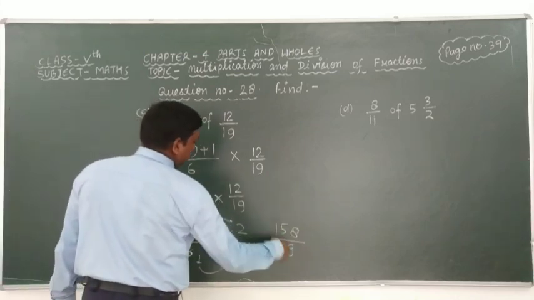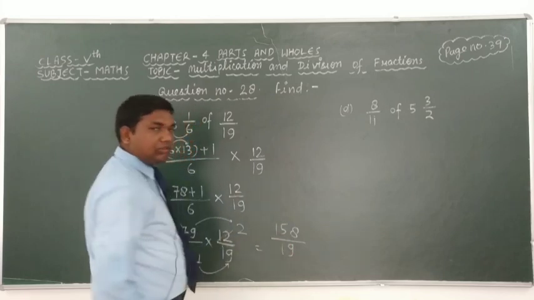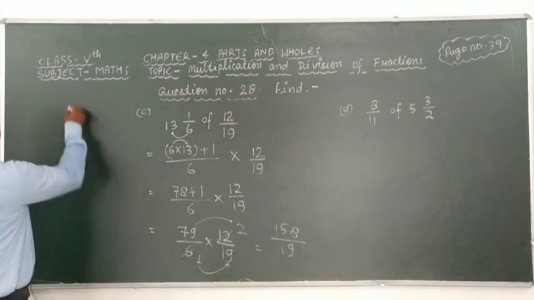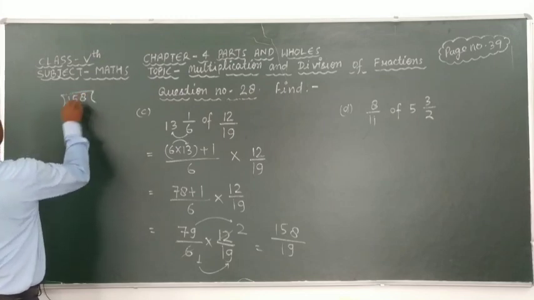Good students, this is an improper fraction. Therefore, we have to change this improper fraction into a mixed fraction by taking the division of 158 by 19.